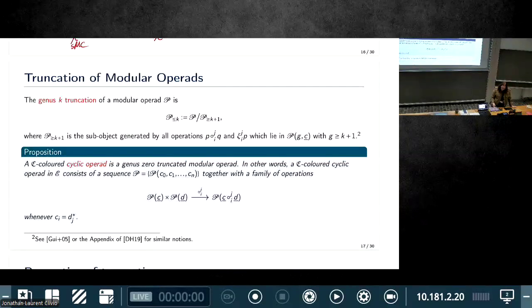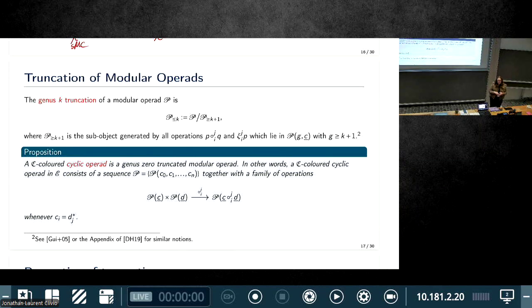And where I'm going to say P less than or equal to K is the quotient of the original modular operad P by P greater than or equal to K. So this is the sub-object generated by all operations, so all compositions or contractions, which lie in some element of my graded sequence with the genus greater than or equal to K plus 1. So it's somewhat what you would imagine it being. You just trivialize any operation with genus higher than K.